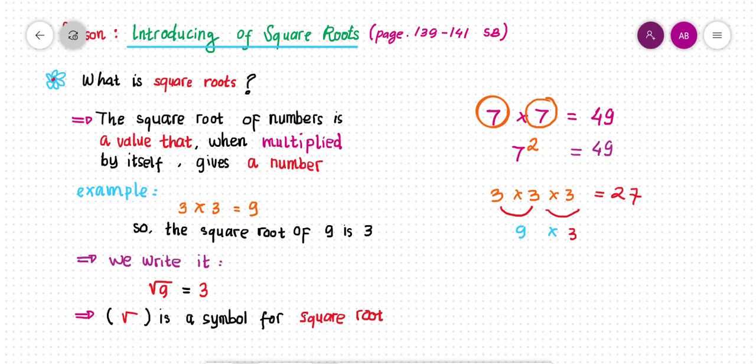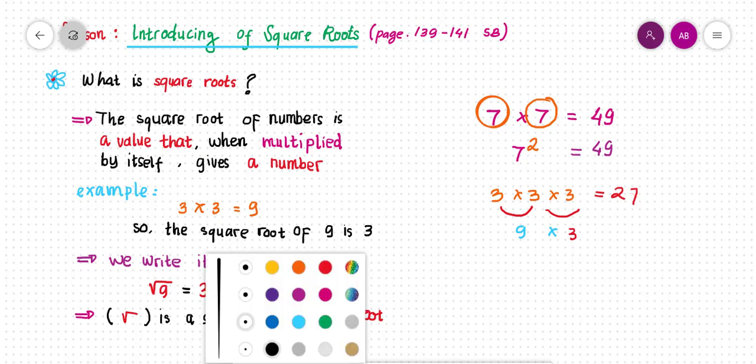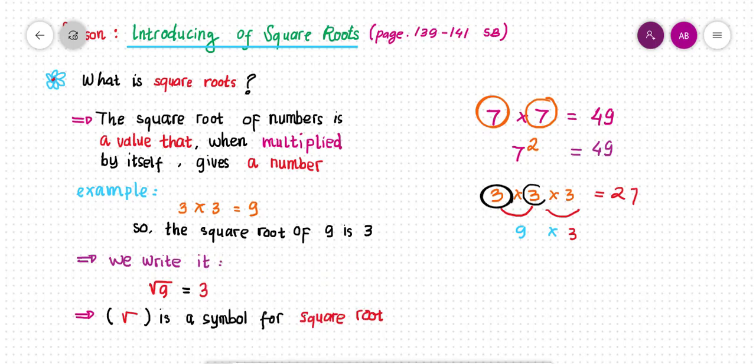Now we will continue. How many times is 3 multiplied together? I will change the color because it's the same. I will change to the black color. Wait. Okay, 1, 2, and 3. Can you see this there? So if we put the power, it will be 3 to the power of 3.